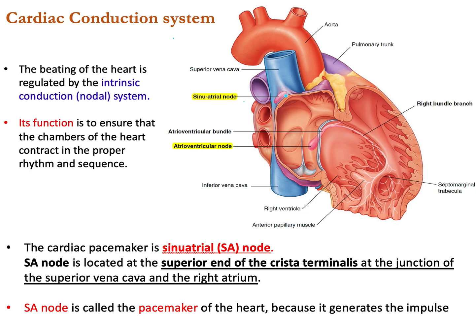The first one is the SA node, and also you have the atrioventricular node, which is known as the AV node. SA node is an abbreviation for sinoatrial node. The sinoatrial node is the most important structure in this system. This is the pacemaker.